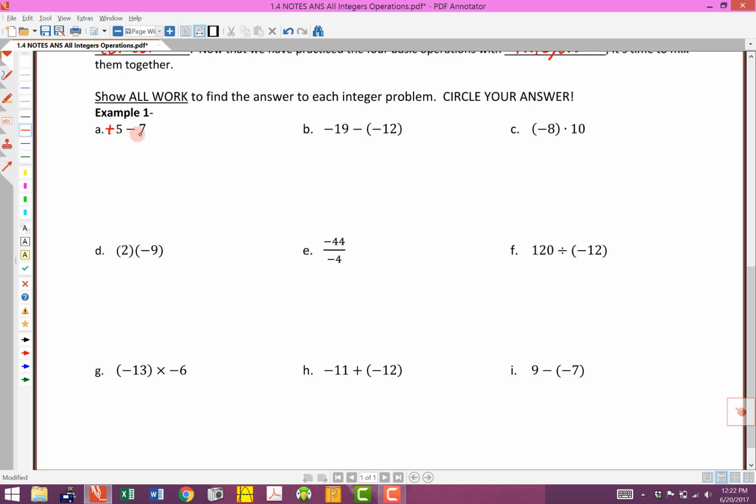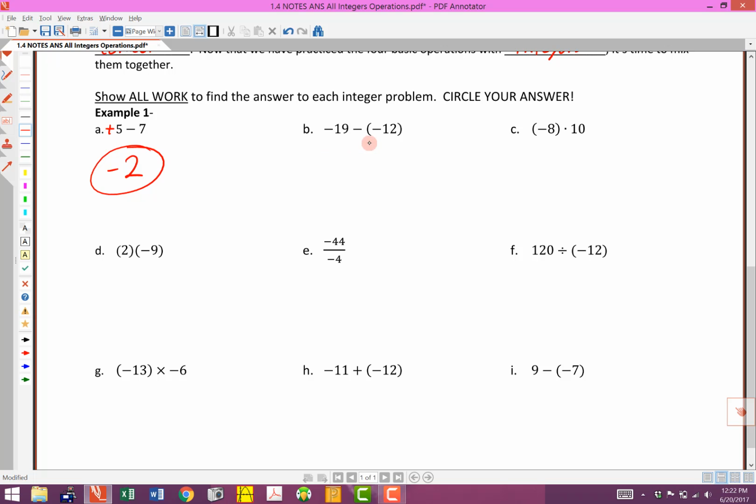So I've got different signs, so I find the difference. The difference is 2. The bigger one of those two is the 7, and the 7 happens to be negative. So we end up with negative 2. And if I had $5 and I owed somebody $7, by the time I paid them, I'd still owe them $2. So that works out there.